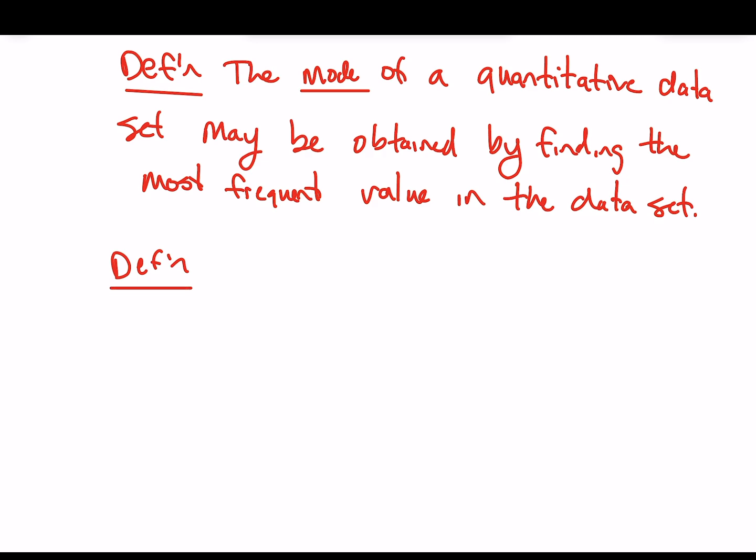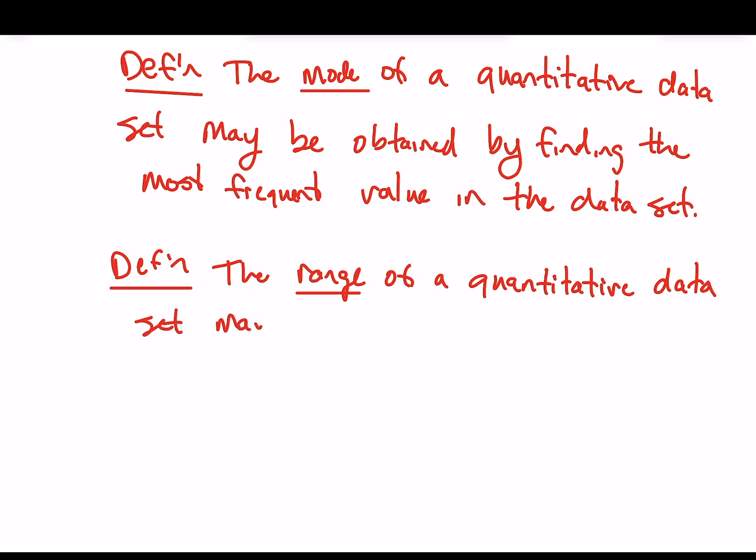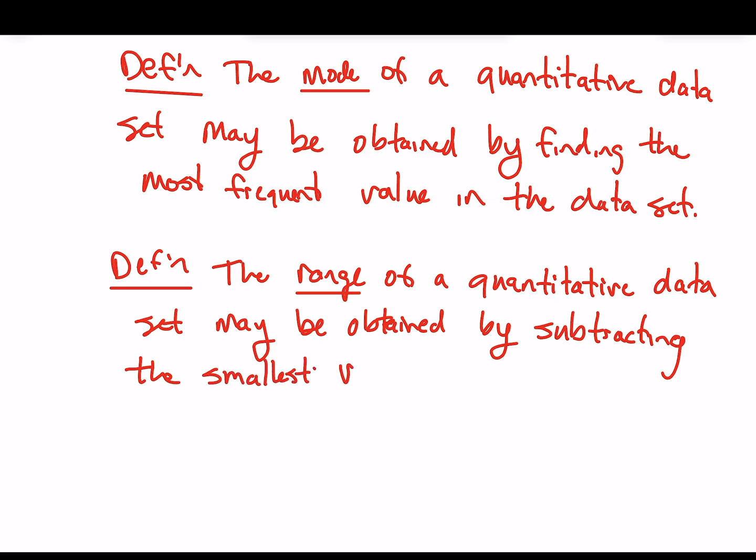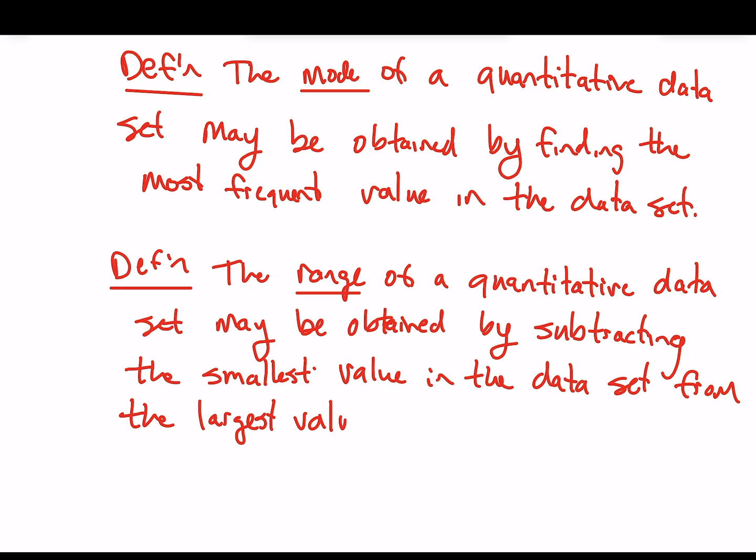And finally, the range of a quantitative data set may be obtained by subtracting the smallest value in the data set from the largest value in the data set. Let's now try some examples where we compute the mean, median, mode, and range.